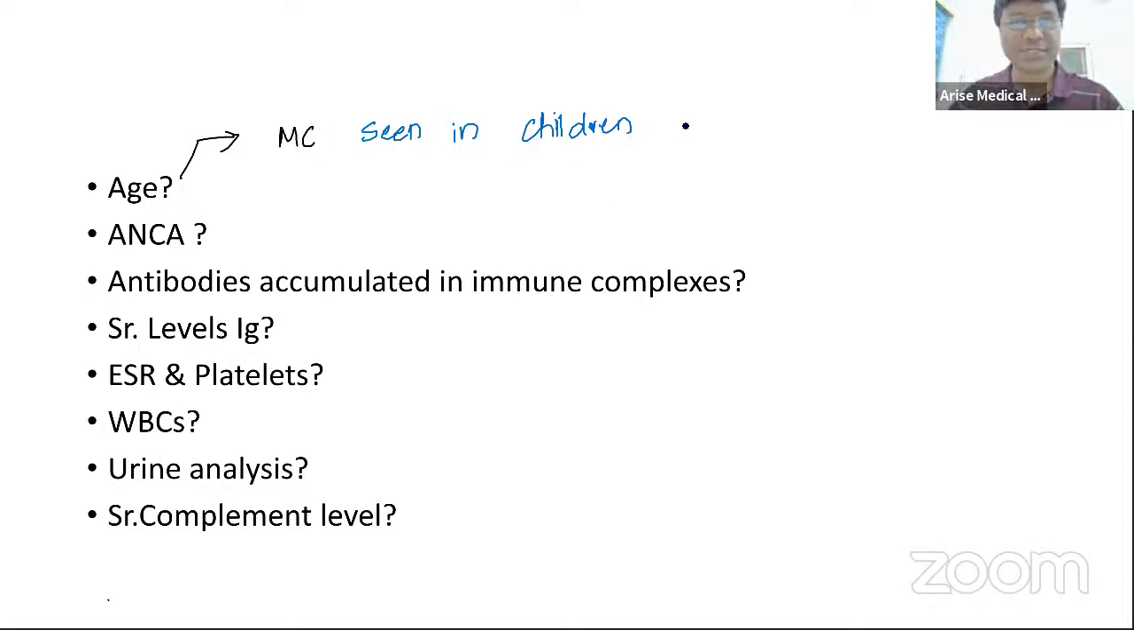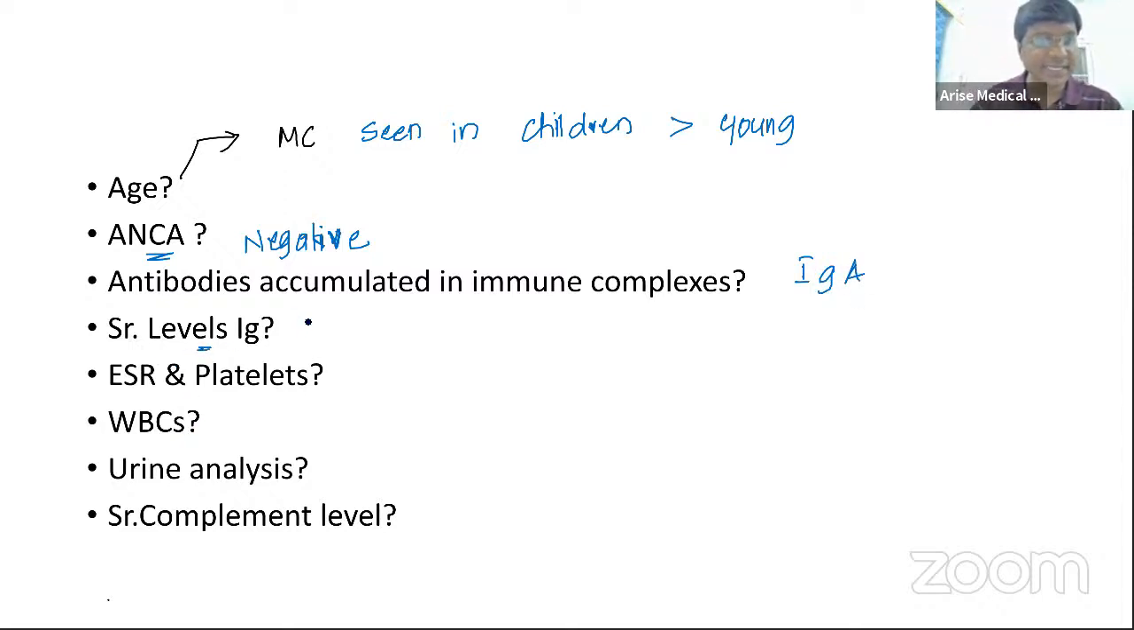So it is more commonly seen in children and young adults. ANCA is negative in patients with Henoch-Schonlein's purpura. And the antibodies accumulated in the immune complexes are IgA antibodies. And the serum IgA levels are elevated.